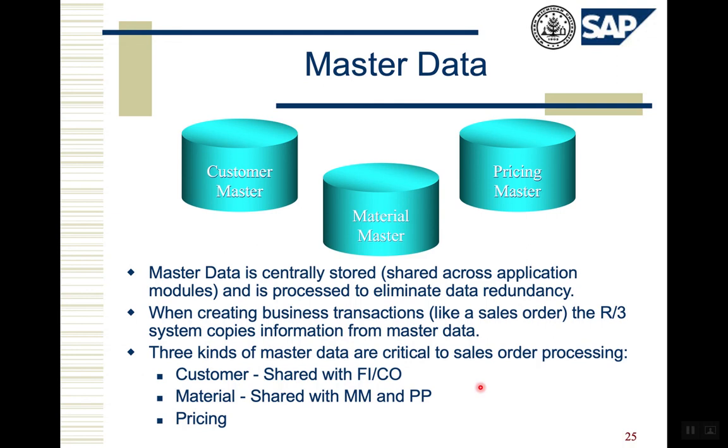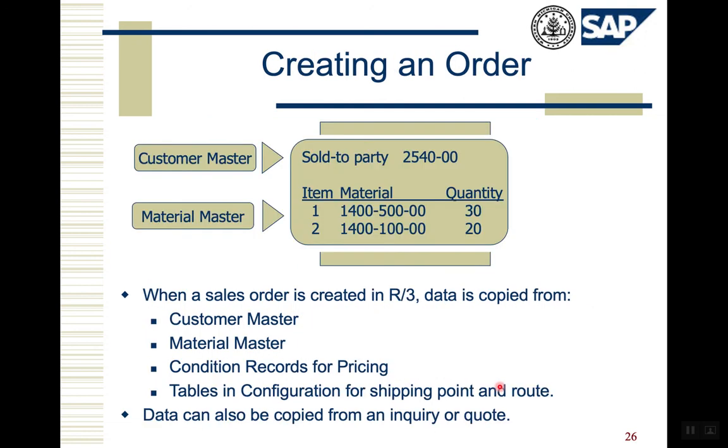Really, the flow of data, or the flow of an order, is driven by what we have in the configuration, how we configure the system, and then the information that's in the master data. So the master data is critically important for the execution of the system. As we show here, when we create the order, we're sourcing data from the customer master, material master, pricing conditions, and our shipping point information. We can pull information from quotes and inquiries and all sorts of stuff. All of that is combined together to create an order.